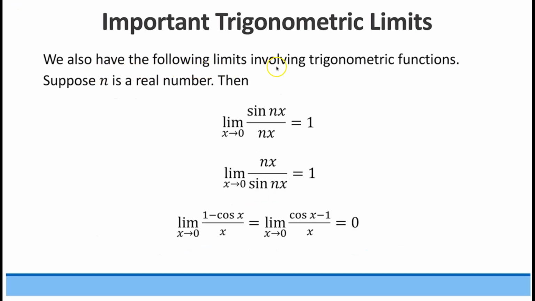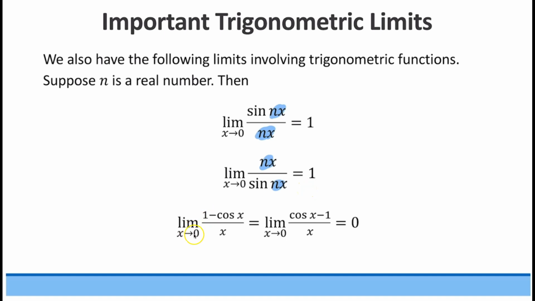We also have the following limits involving trigonometric functions. We're going to suppose n is a real number. Then the limit as x approaches 0 of sine of nx over nx is equal to 1. So similar to the previous example, except now there's a real number n in front of x inside the sine function and in the denominator. And it turns out that that limit is also 1. And if I take the reciprocal of that function, so the limit as x approaches 0 of nx over sine of nx, that's also equal to 1.